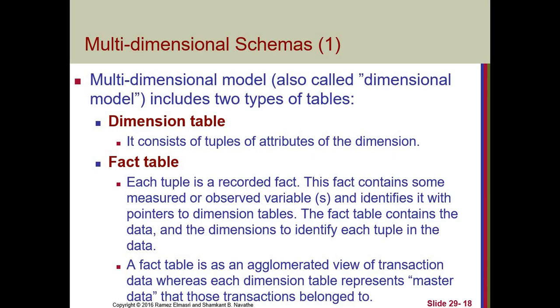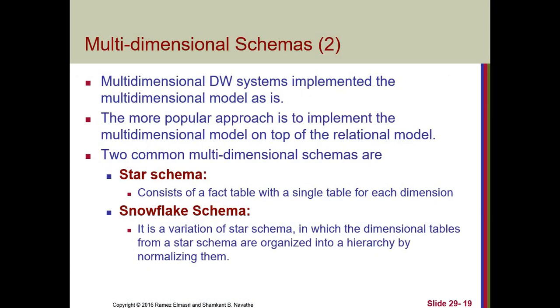With a multi-dimensional model, we have two tables and two schemas. How each table works is described here, the dimension and fact table. Here, our two schema possibilities are discussed. You will see how they look on the next two slides, star and snowflake.